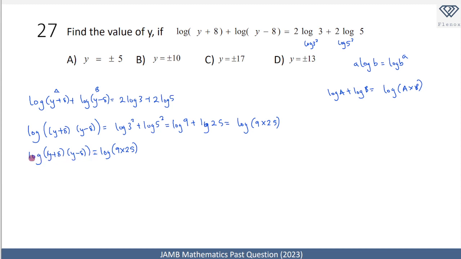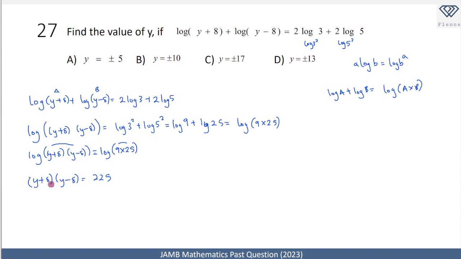If the log of this expression is equal to the log of this expression, it means that what is in between the logarithms must be the same, because that is the only way that these two logarithms can be equal. So what does that mean? It means that (y plus 8) times (y minus 8) must be equal to 9 times 25. And what is 9 times 25? 9 times 25 is 225.